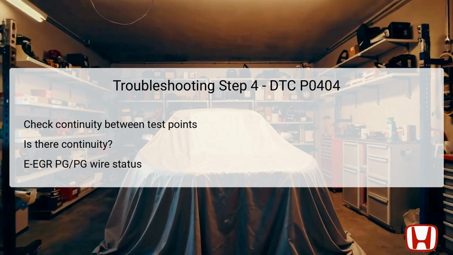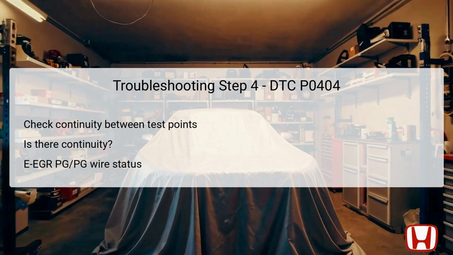The fourth troubleshooting step is focused on assessing the continuity of the EGR PG wire, which connects the EGR valve to the system. Begin by measuring the continuity between test points 1 and 2, while keeping the vehicle in off mode, and ensuring that the EGR valve connector is still disconnected.